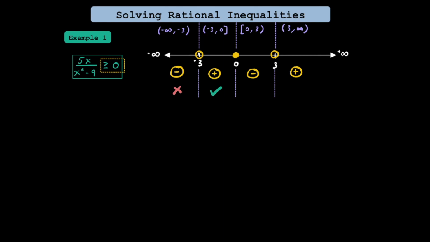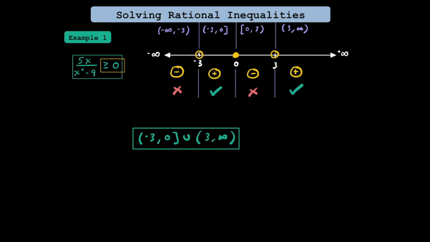The next one's positive, so it does. While this third interval also doesn't work, the fourth interval to the right does. Representing the solutions to this rational inequality, we can say it's from negative 3 to 0, and it's going to be from 3 to positive infinity. The values of x contained in these intervals will make this rational inequality true. Using inequalities, we can say that negative 3 is less than x, which is less than or equal to 0, or x is greater than 3.